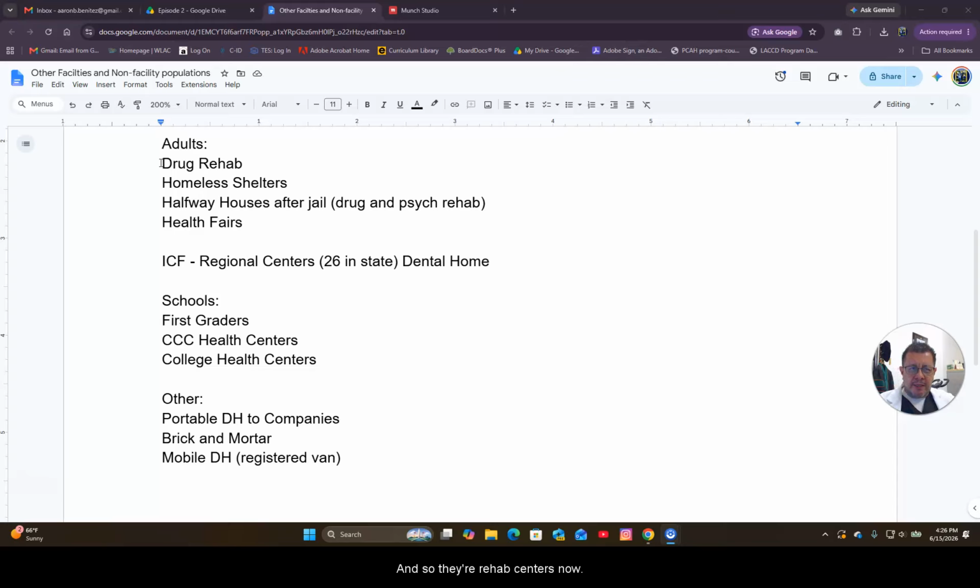And so they're rehab centers. Now, some of them are cash, some of them are PPO based, some of them are Medi-Cal. And so the patients or the residents that live in these places, they're there for a good amount of time. And so, as you would imagine, an alcoholic, somebody that did meth, or even somebody that did anorexia, bulimia, they're gonna have a lot of teeth issues.